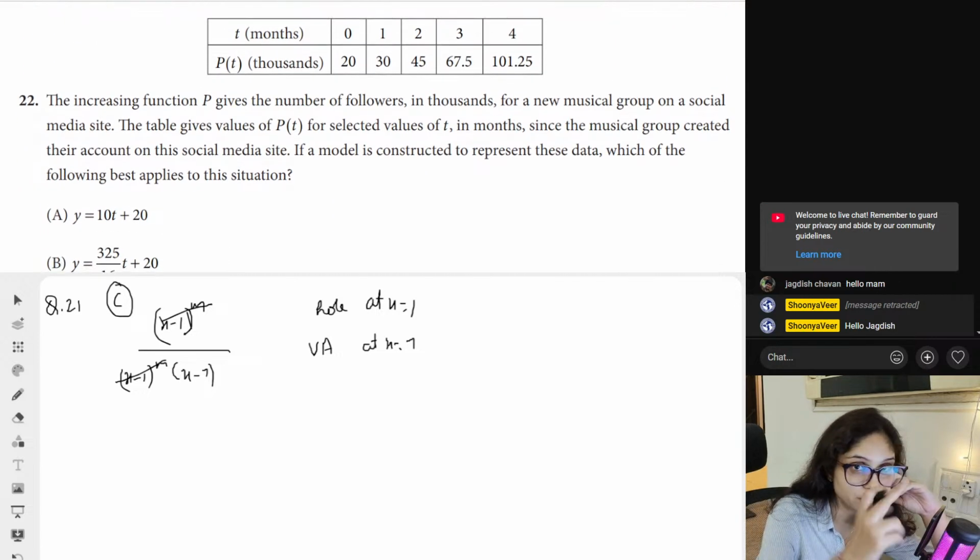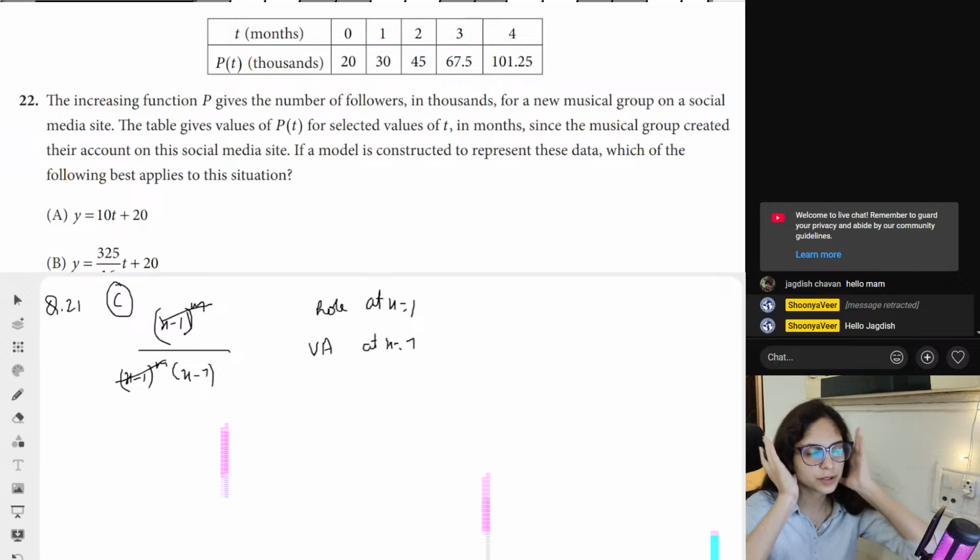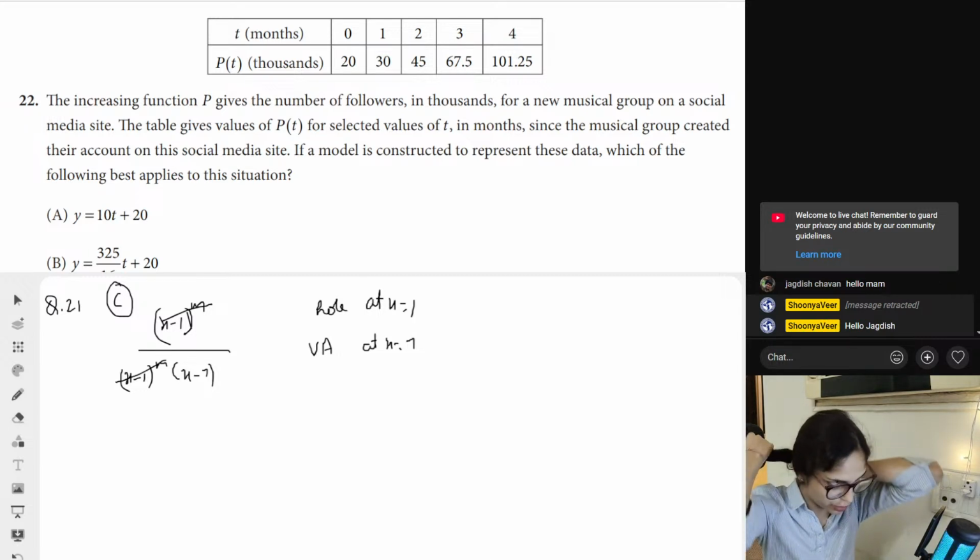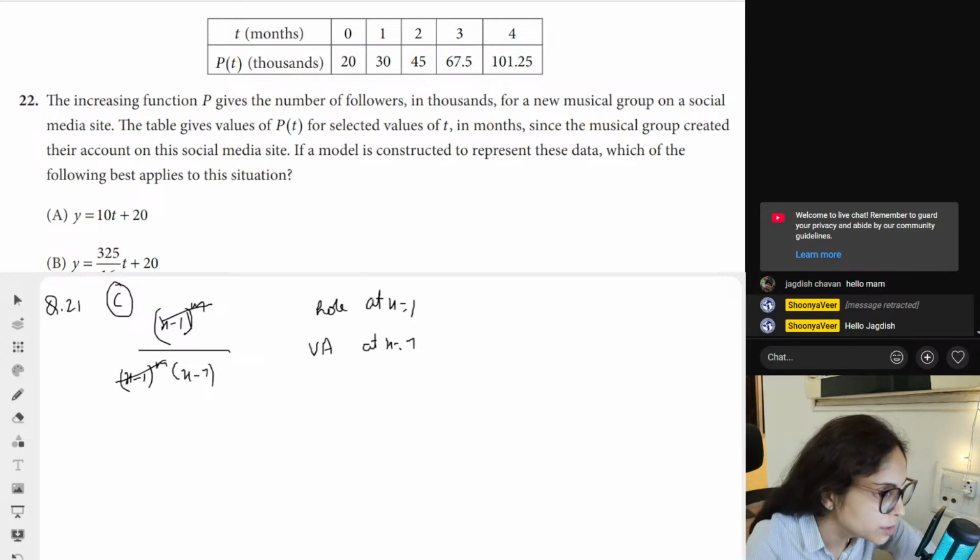I will for sure find how to do it in a faster way. Question number 20, how to explain it in a faster way actually. So question number 22, you have an increasing function that gives a number of followers in thousands for a new musical group. The table is given to you. If the model is correct, which best applies?